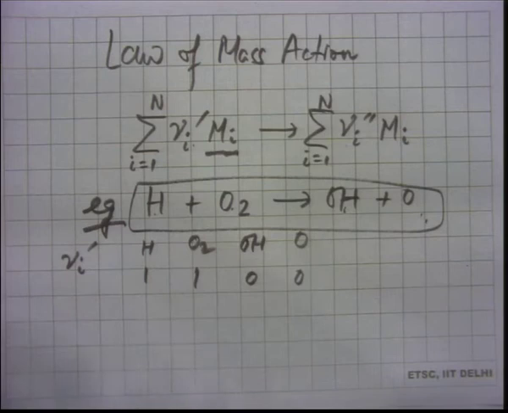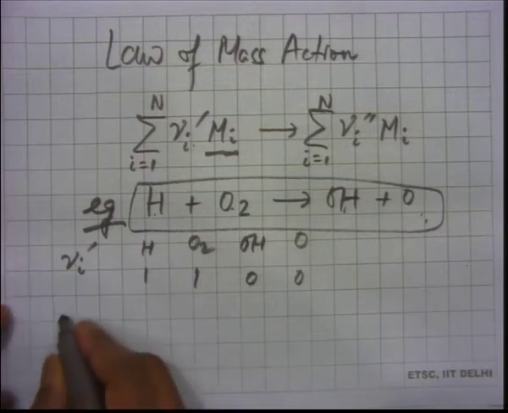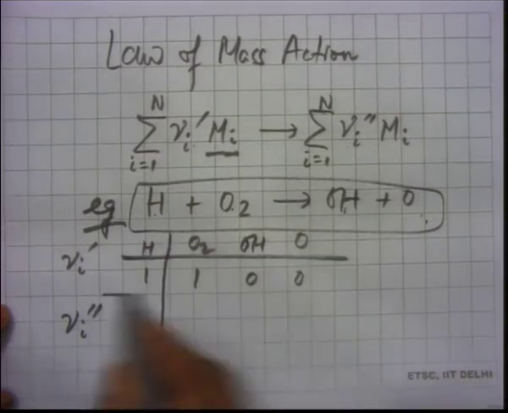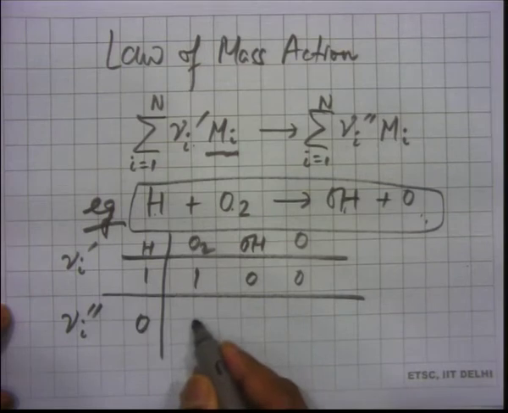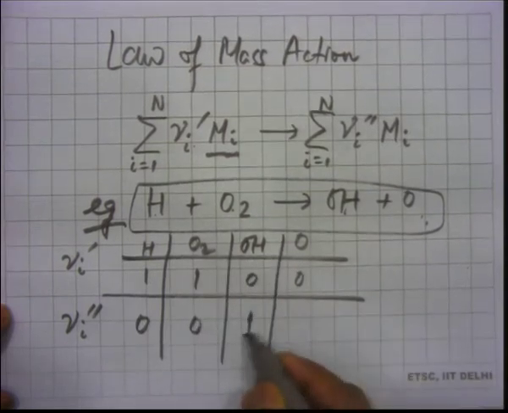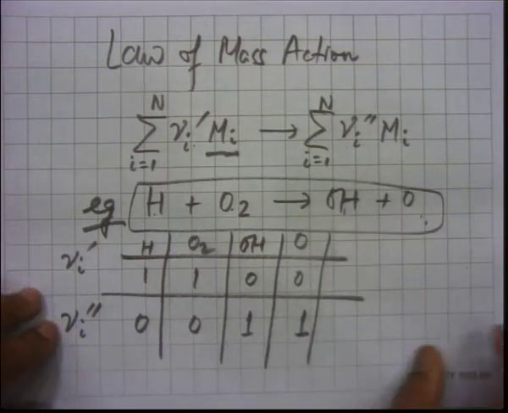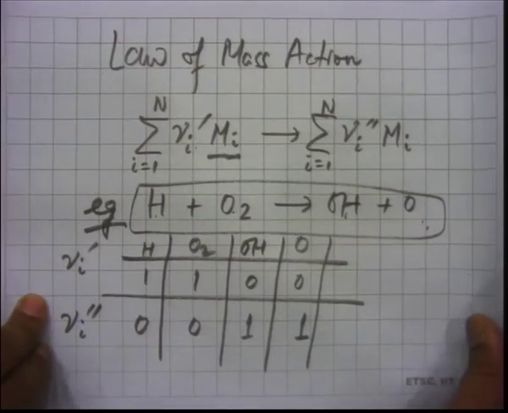So, nu i prime are those coefficients which you are writing for the left hand side. So, you take all species and write everything on the left hand side. Similarly, you will take all species and write everything on the right hand side also. So, for H it is 0, for O2 0, for OH is 1 and this is 1. Okay. So, this is the situation, this is the notation, this general notation can be used to write and express any chemical reaction. Now, this is not the law of mass action, by the way, this is just a notation, right. So, what does the law of mass action tell you?